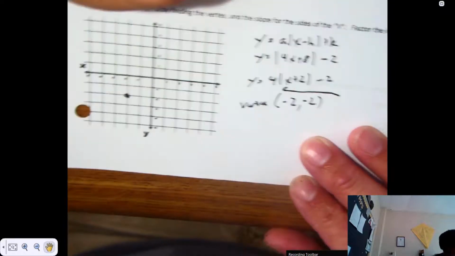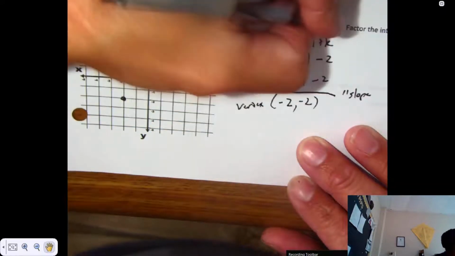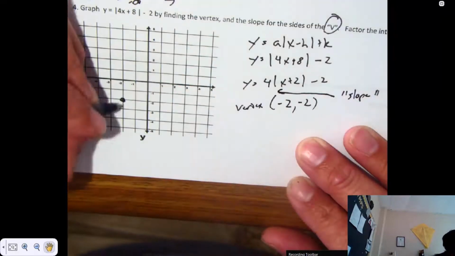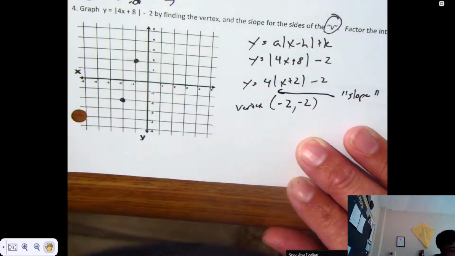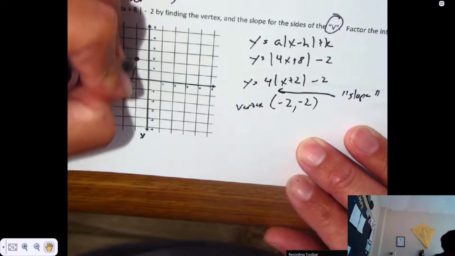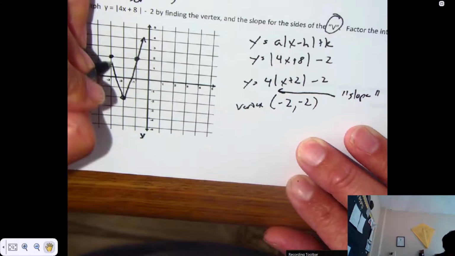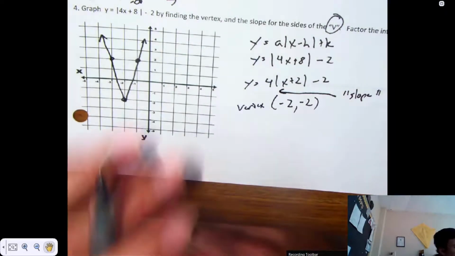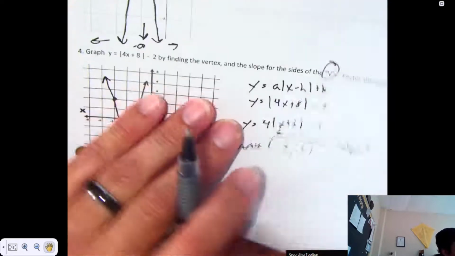This guy right here, we call him scale factor, but we think of it as slope. And come on, kids, read. We're drawing a V here. So we're going to rise 4 and run 1 for one side of the V. We're going to rise 4 and run left for the other side of the V. And there is the graph of the absolute value of 4x plus 8 minus 2. Don't believe me? Go to y equals on a graphing calculator and figure out how to type it in. You'll see that graph.